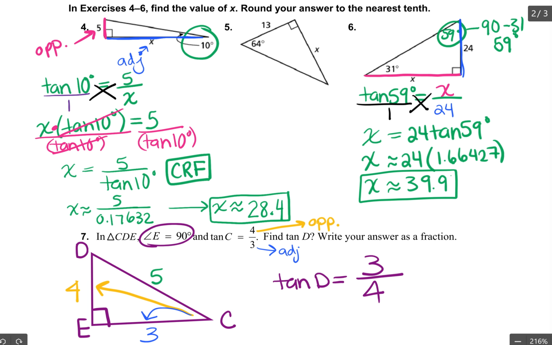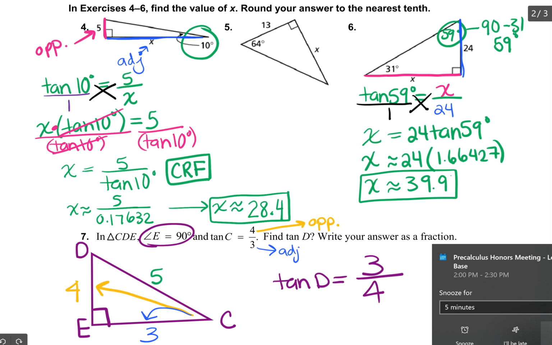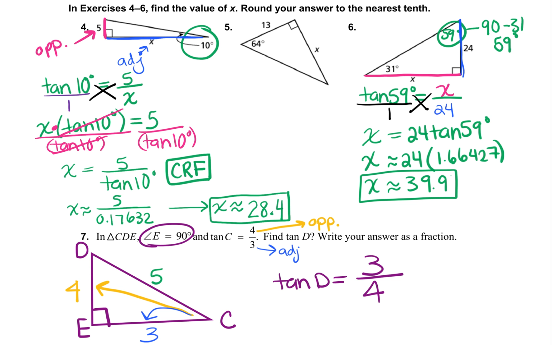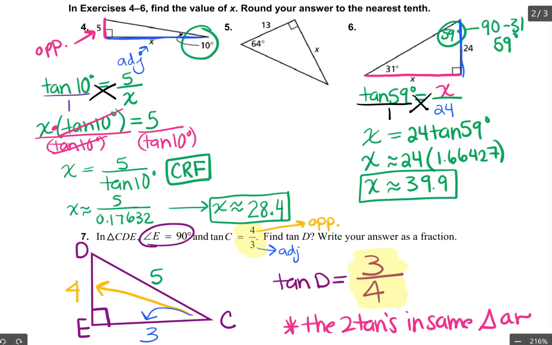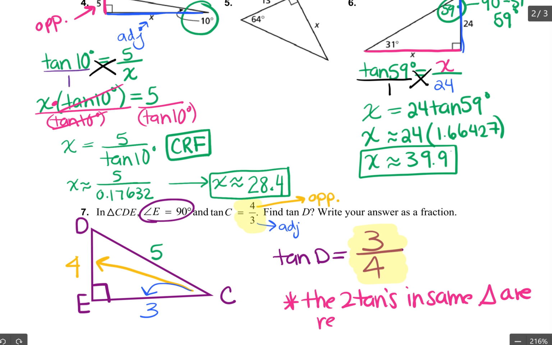What do you guys notice about these two tangent values? Here, this one is 3/4, and here, this one is 4/3. Anybody notice anything? They are reciprocals. So the two tangents in the same triangle are always going to be reciprocals. Awesome. That is part 2 of lesson 9.5.